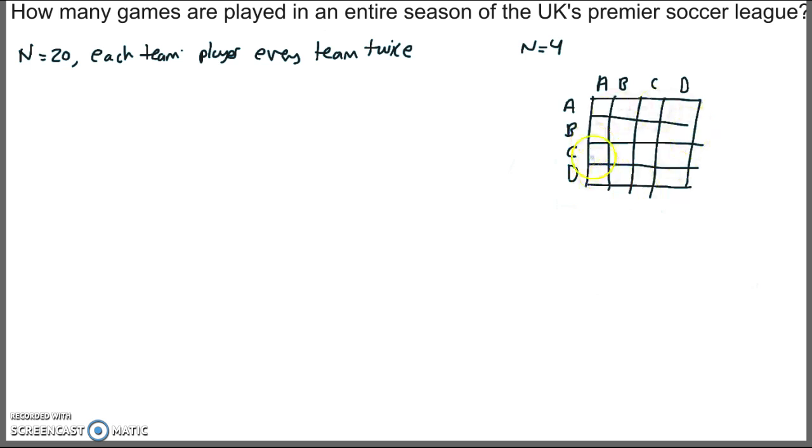Now the total number of squares in the scoreboard is equal to 4 times 4. But if you look closely, a team cannot play against itself. So all these squares along the diagonal must be removed. So A can't play against itself, nor B, nor C, nor D. So if we subtract the number of squares along the diagonal, that's equal to 4. So the total number of unshaded squares is equal to 16 minus 4. That equals 12.